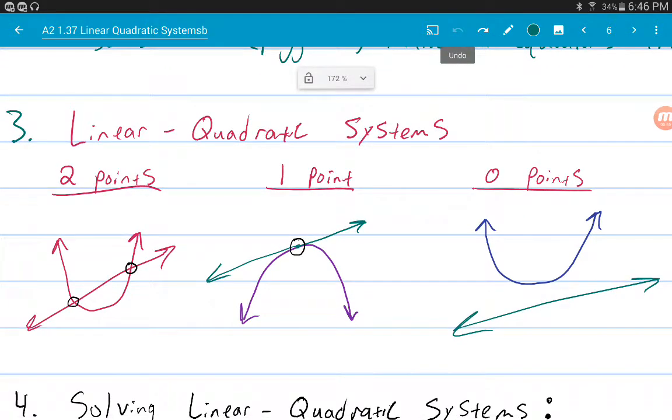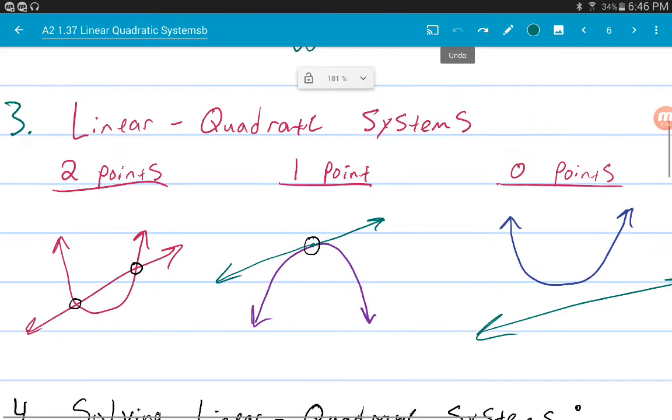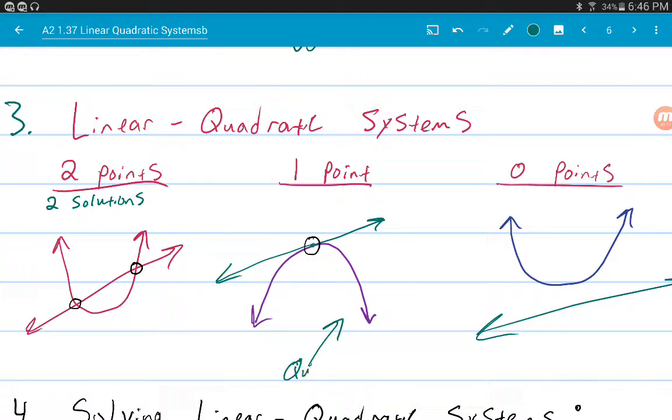Now, a linear quadratic system has three possibilities. A linear quadratic system can have 2 points of intersection, which also, by the way, means two algebraic solutions as well. It can have 1 point of intersection. Remember that the quadratic is U-shaped, and the linear is a straight line. So they can intersect at 1 point, and that also means that there's one solution when we solve it algebraically.